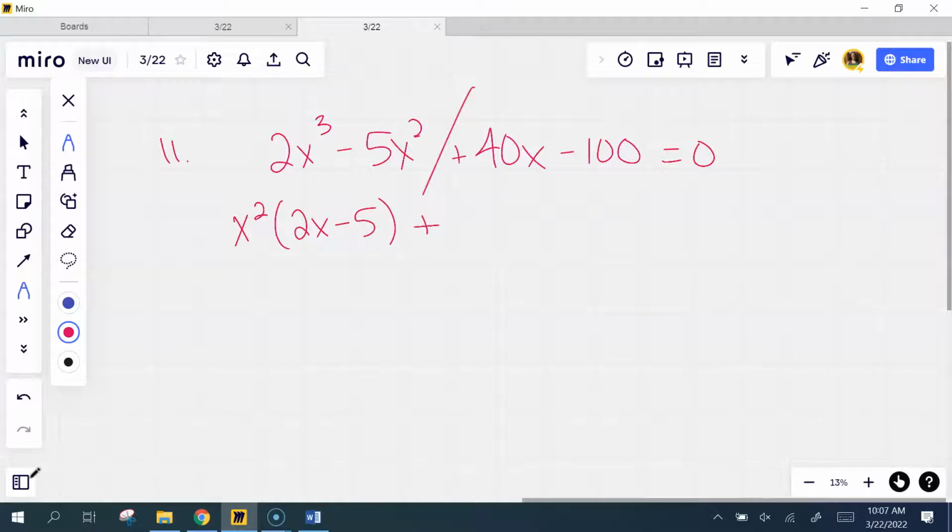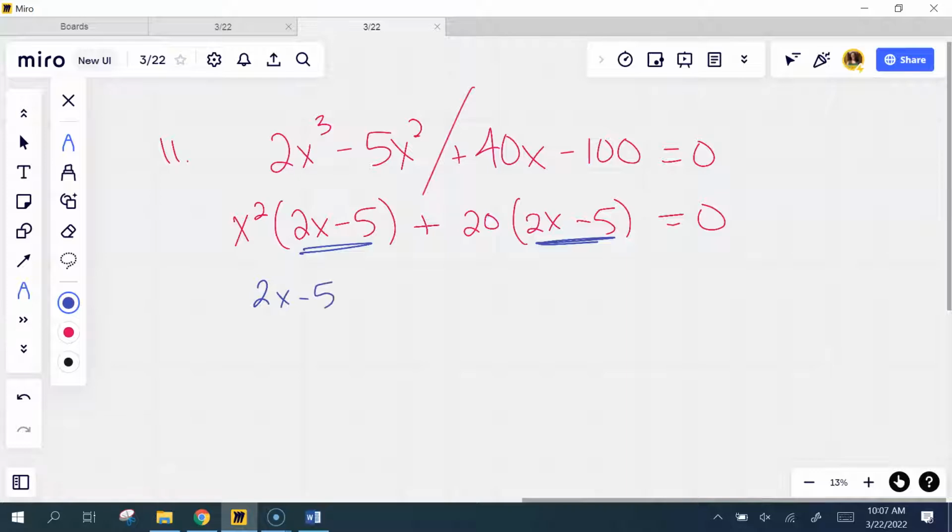Middle sign, GCF of the last 2. 20. If you take out 20, what's left? That's exactly right. You know you've done it correctly because these two are the same. Okay? So the 2x minus 5 is my common factor here. Then x squared plus 20. And I still want to look and see, can I factor it any further? No, because there is no other pattern there.